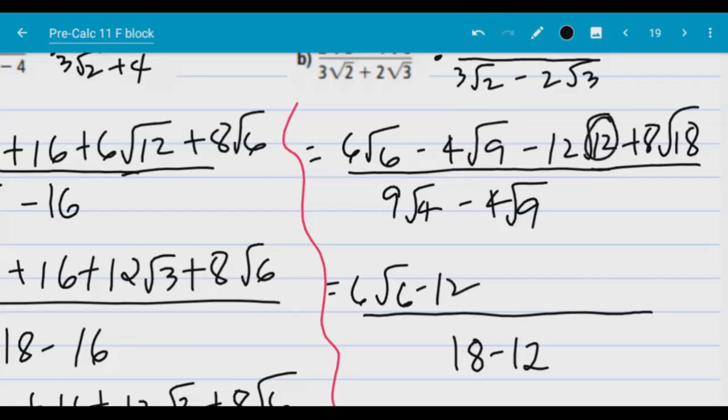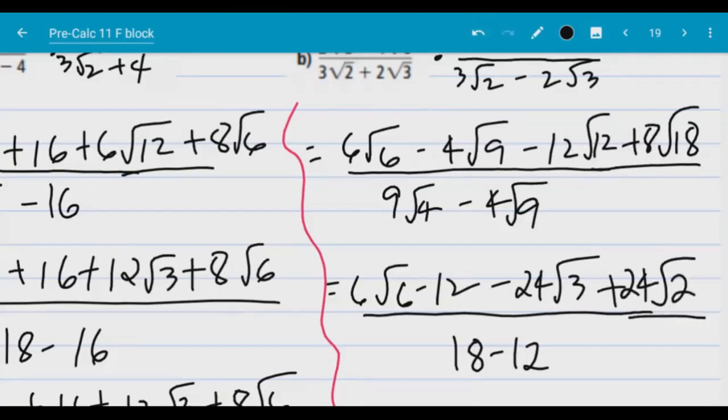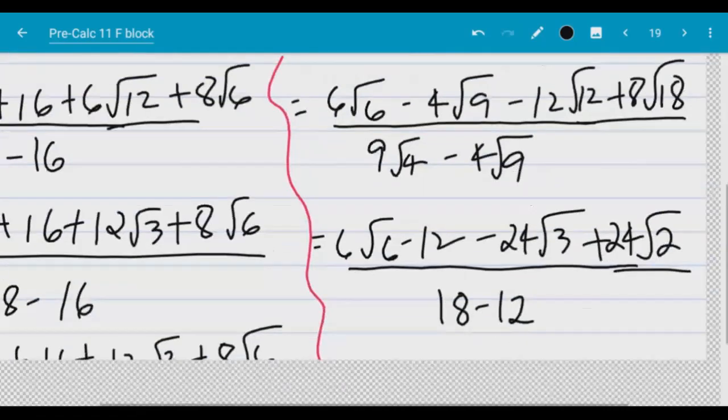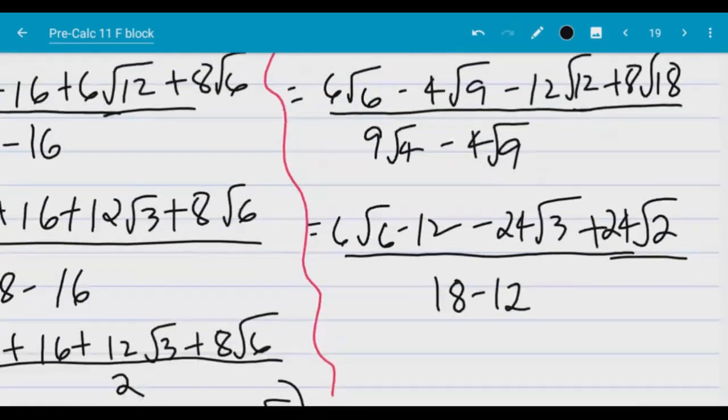This 12 here can be turned into 4 times 3. And the 4 would have a square root, which is 2, which will be multiplied by this 12, which gives you minus 24 root of 3. This 18 can be simplified into 9 times 2, which means that the 9 has a square root, which is 3, multiplied by the 8 would give you a 24. And then what's left inside? 2.